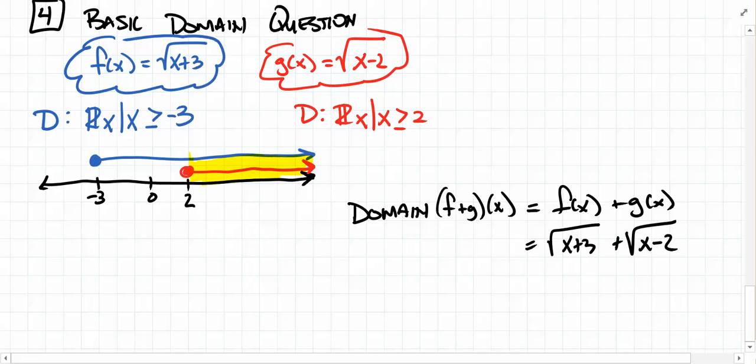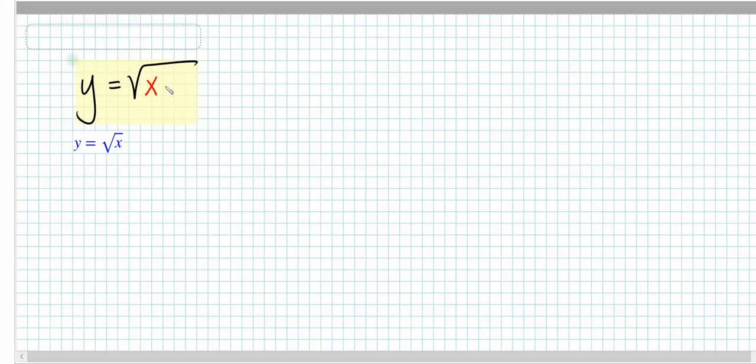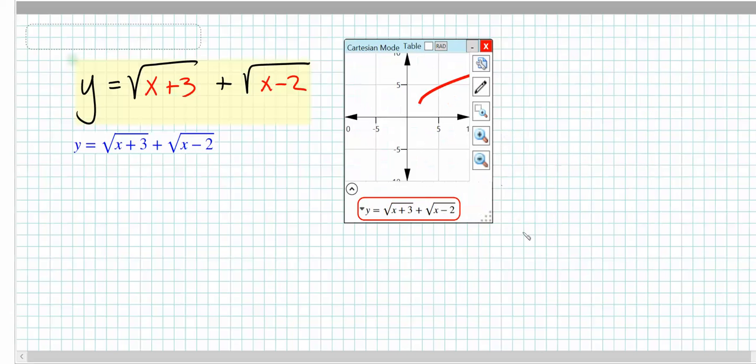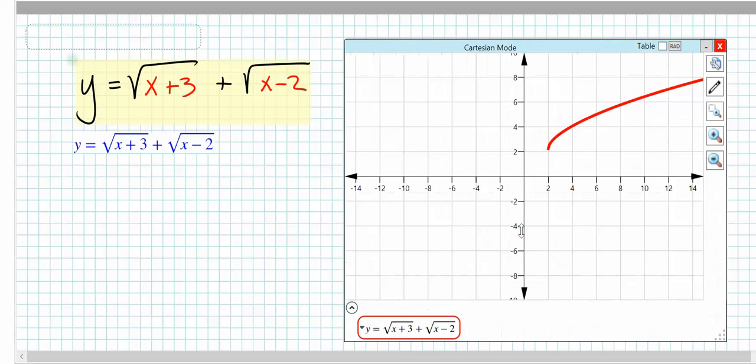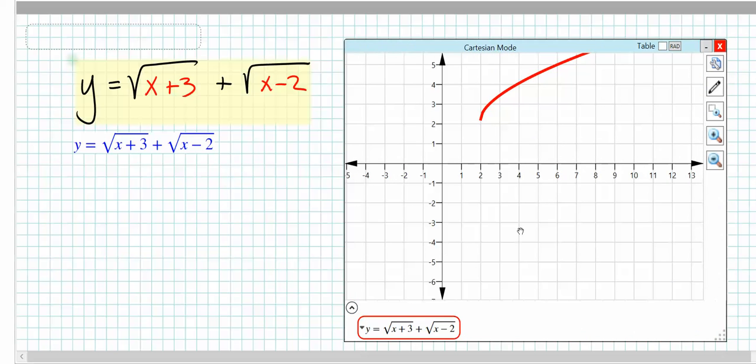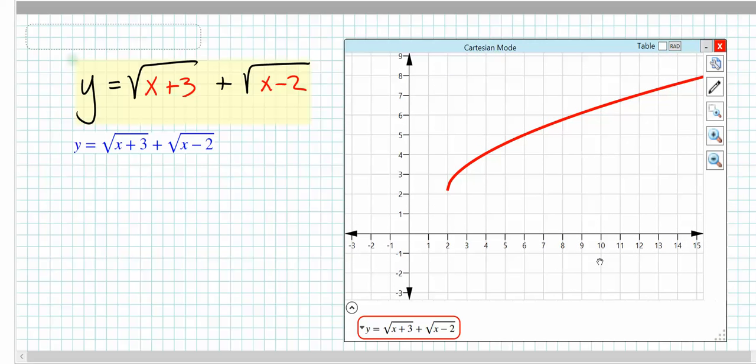So let's take a look at the graph and see if we can actually pull that information from the graph. Let's do this one. If I graph the equation y equals the square root of x plus 3, and then I add to that the square root of x minus 2, let's look at the picture. Look at this picture here, and you tell me, what would be the domain of just that picture that you see? It's from 2 on, right?